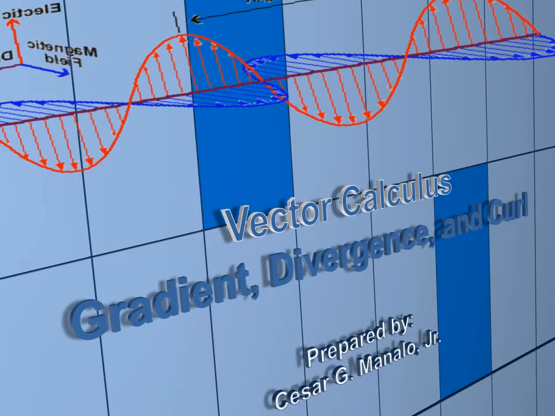In this video, we will discuss the curl of vector fields. Curl of vector fields has significance in fields that describe swirling motion, usually produced by vortices.